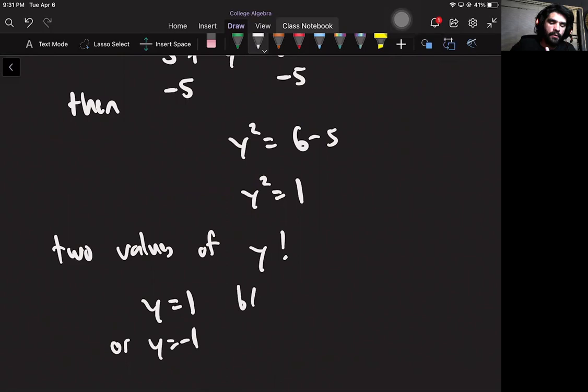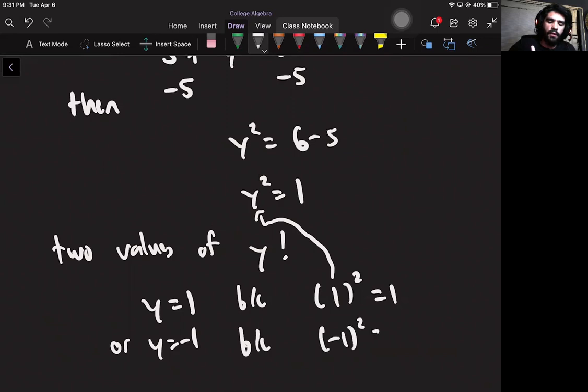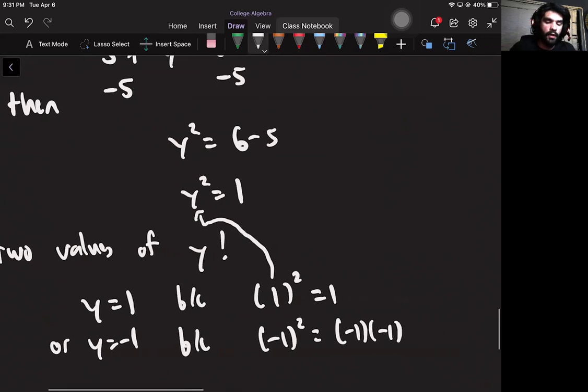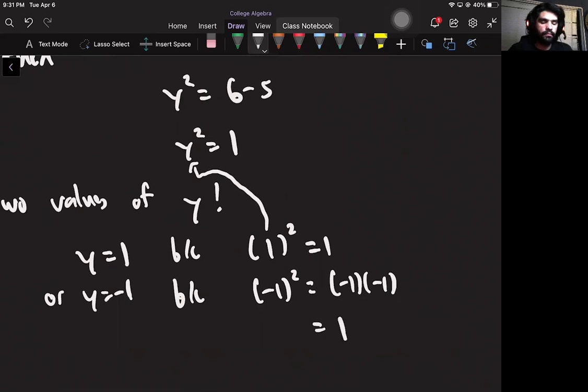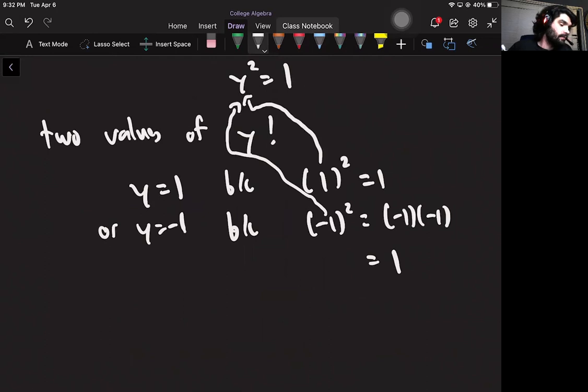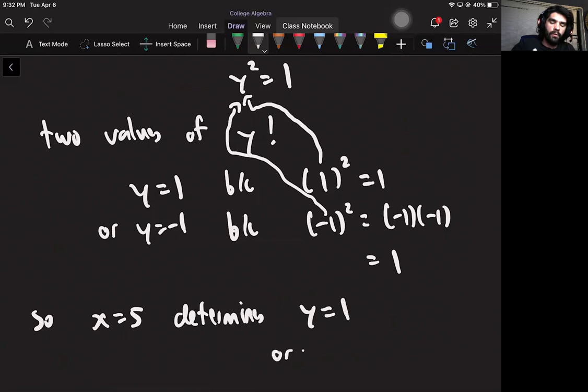They both work because either one of them, if I square them, let me keep them in the same order, 1 squared equals 1, which means that y equals 1 solves the equation, but also -1 squared equals, if you remember what squaring means, it means -1 times -1 and multiply it by itself. A negative times a negative is a positive. So -1 also works as a solution to this little equation at the end here. And so we get that x equals 5 determines, with this equation, y equals 1 or y equals -1.